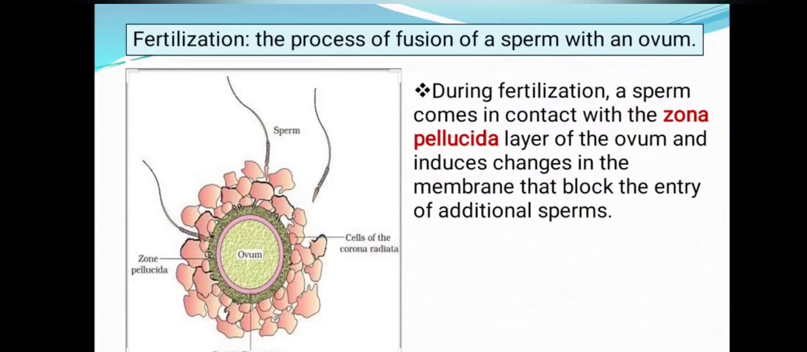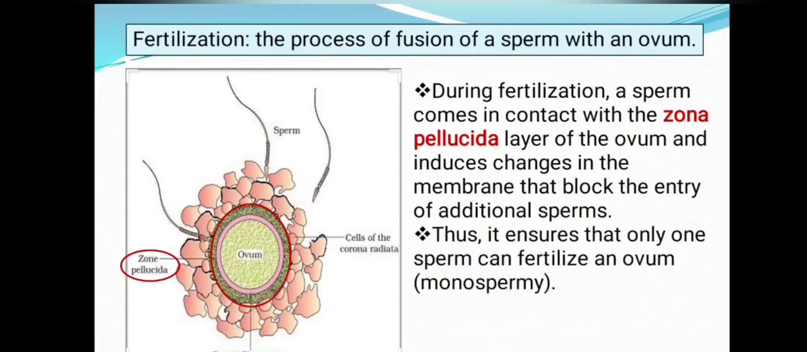So this induces changes in that membrane, the membrane becomes hard, and that blocks the entry of additional sperms. Now you can say that is the zona pellucida layer. Thus, it ensures that only one sperm can penetrate into the egg and fertilize the egg. So this is called as monospermy.